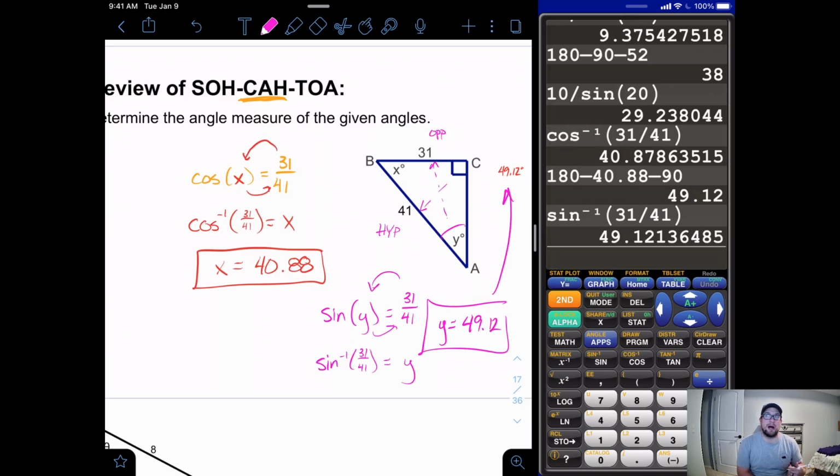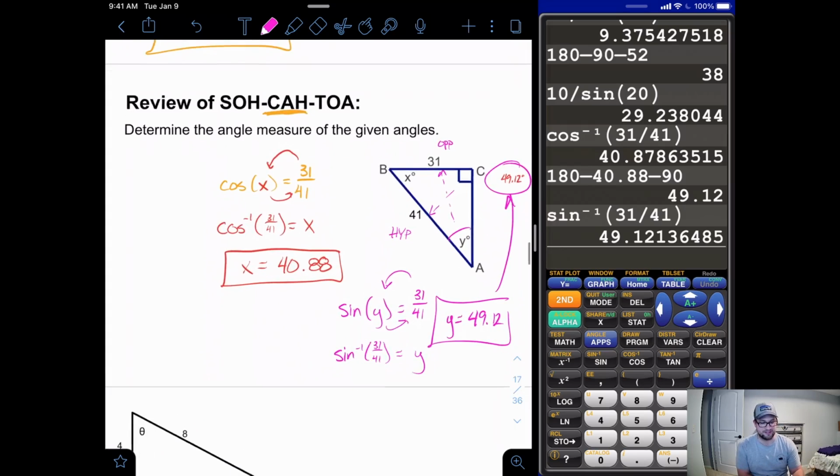Officially, if you were to get a problem like this and you already figured out what angle x was, then I would say you would be fine to use the fact that you know there's 180 degrees in a triangle to get the missing side.